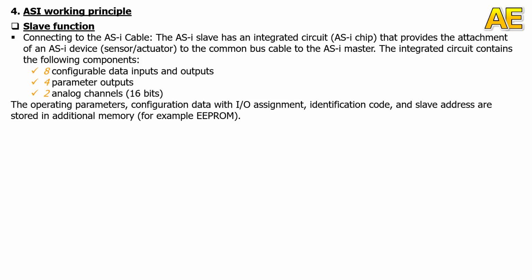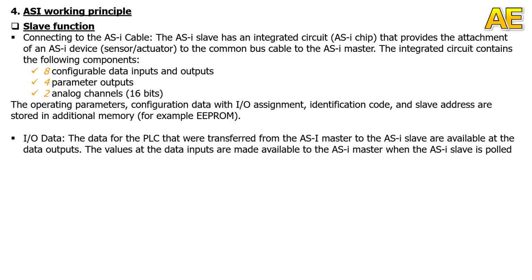First is configurable data inputs and outputs. Second, 4 parameter outputs. Third, 2 analog channels, 16-bit. The operating parameter, configuration data with I/O assignment, identification code and slave address are stored in the additional memory, for example EEPROM.